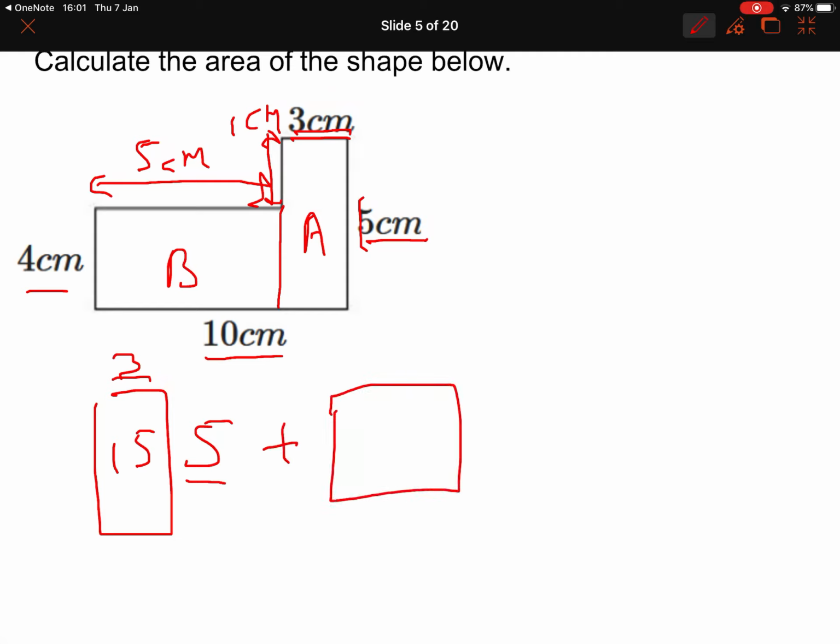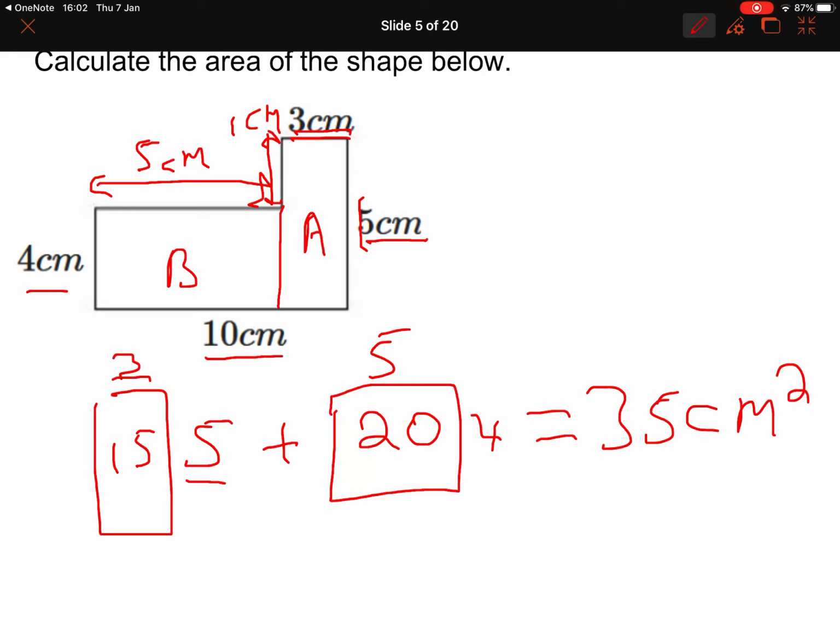Add that to rectangle B. Now, with rectangle B, what you should see is the length is 5 and the width is 4. Okay? So you have a 5 by 4 rectangle. The area of this rectangle is 20. So when you add these two together, you should get 35 centimeters squared, okay? Double underline that, as always.